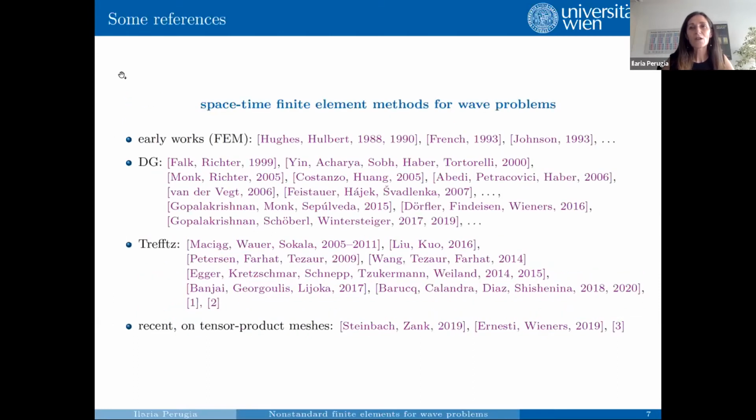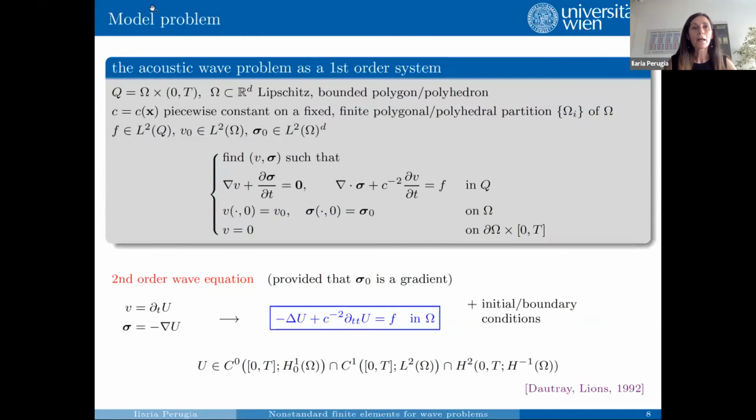So here I just collected some general references, but what I want to point out is that early works on space-time finite elements are actually pretty old. They date back to the end of the 80s and the beginning of the 90s of the last century. And the other thing that I want to point out is that most of these space-time methods are based on the discontinuous Galerkin setting. So this is actually my model problem.